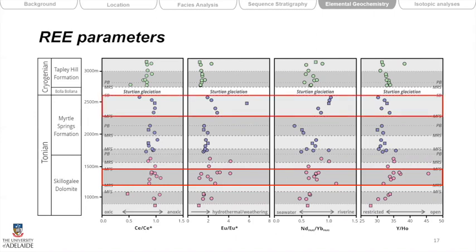Comparing this to the regressive systems tract at the top of the Myrtle Springs, we see the opposite. Neodymium ytterbium and yttrium holmium are both moving towards a more restricted riverine signature. The europium anomaly is slightly more stable, so potentially less hydrothermal input and/or feldspar weathering. And the cerium is just slightly more oxic.